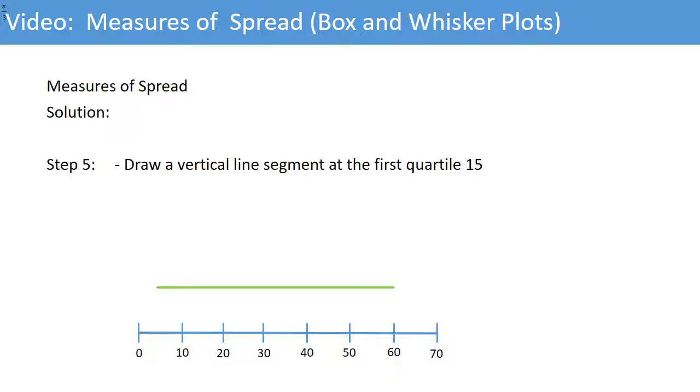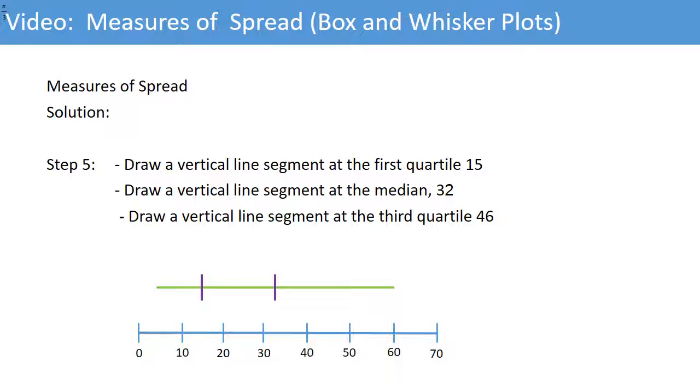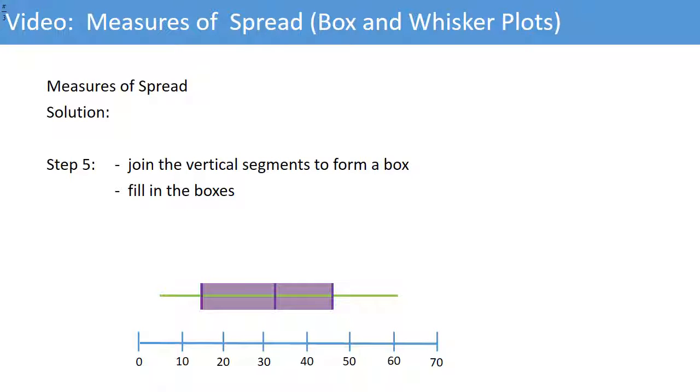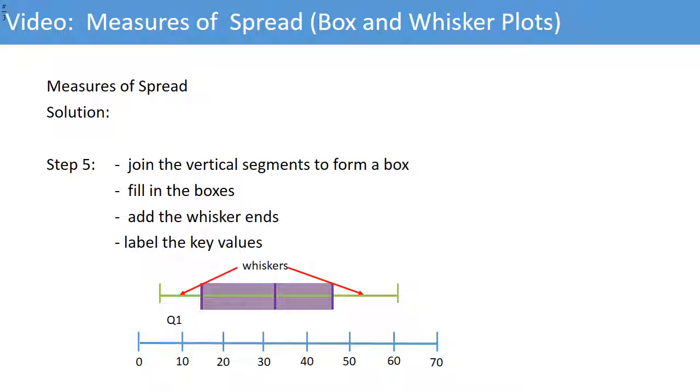Now, draw a vertical line segment at the first quartile, 15. Draw a vertical line segment at the median, 32. Draw a vertical line segment at the third quartile, 46. Now, join the vertical line segments to form a box. Fill in the box. Add the whisker ends. Label the key values: the whiskers, the first quartile, the median, and the third quartile.